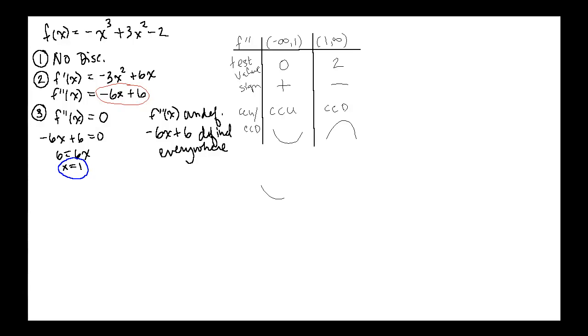Okay, so since we don't have a break in the graph there, I can see that this graph would look something like this. Again, a very rough sketch there. So this is concave upward on negative infinity to 1, and we are concave downward on 1 to infinity. So that would be our final answer.